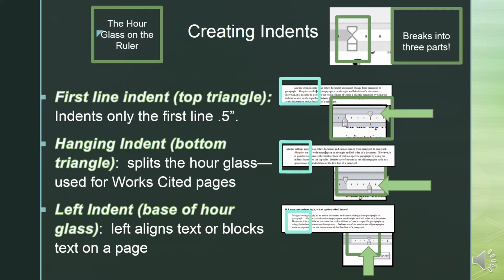Notice the whole entire indent or hourglass moves to 0.5. If you look at the paragraph example above, you're going to see that all of the lines in that paragraph are blocked or set at 0.5.